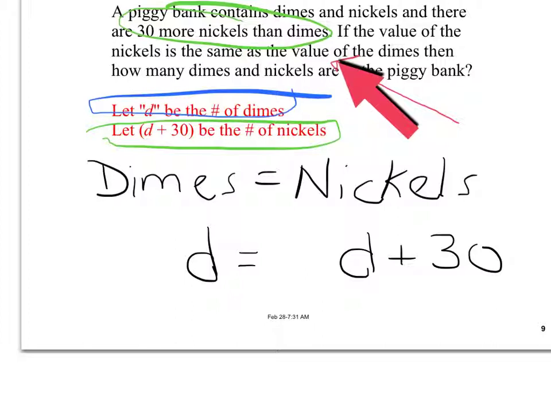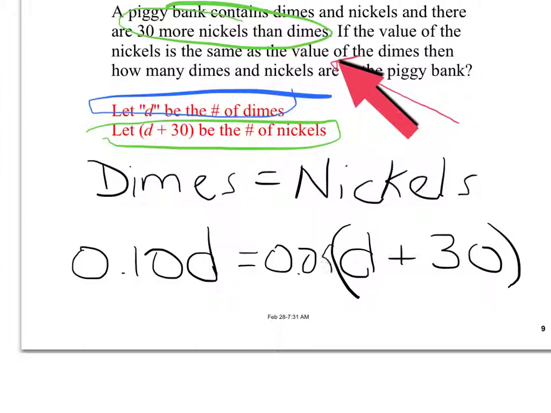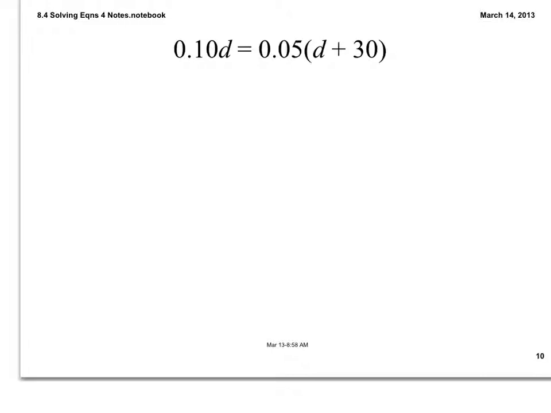So a dime is obviously worth 10 cents. And we're going to put these in brackets because you're never going to escape distributive property, and multiply by 0.05. So cleaned up, it looks like this.